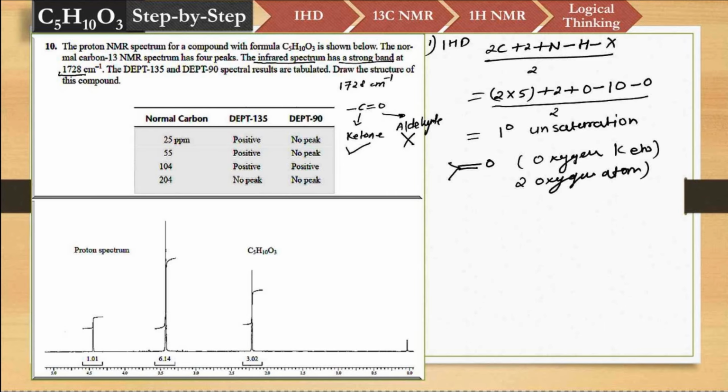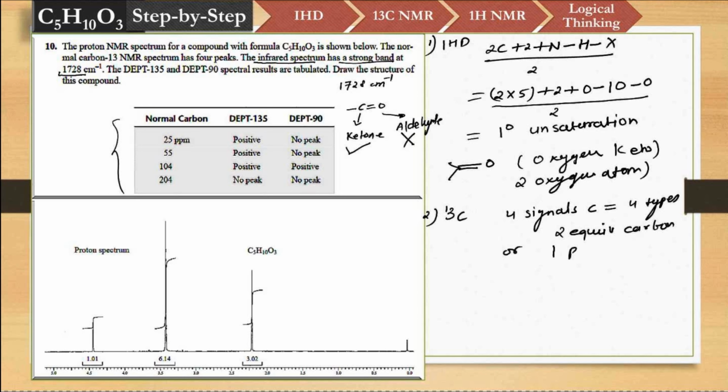Now we are going to see the carbon NMR data, which is presented in tabulated form. We can write this NMR in graphical form for better understanding. So there are 4 signals in the NMR. It means there are 4 types of carbon, but the compound has 5 carbons. So therefore there are 2 equivalent carbons, or we can say that there is 1 pair of carbons.